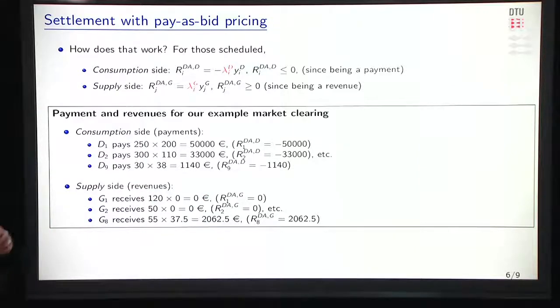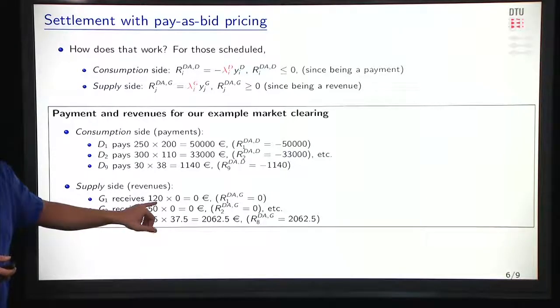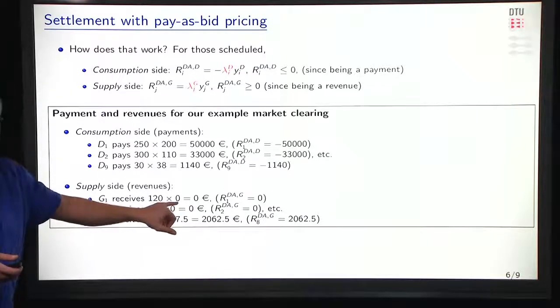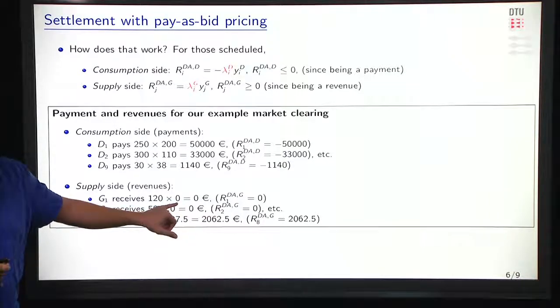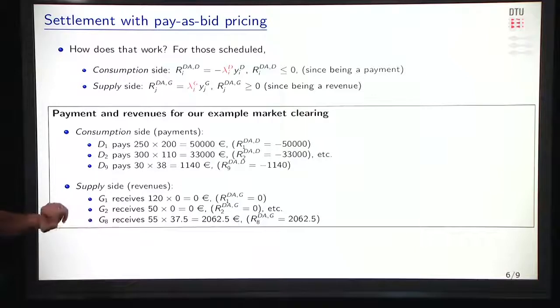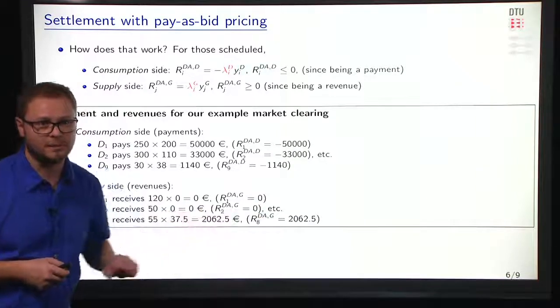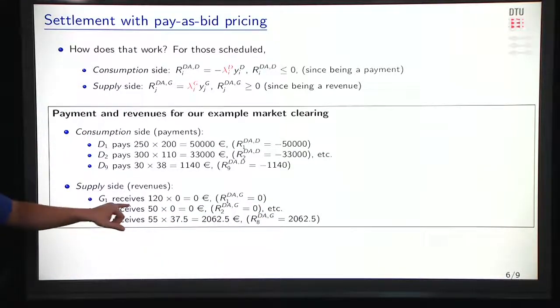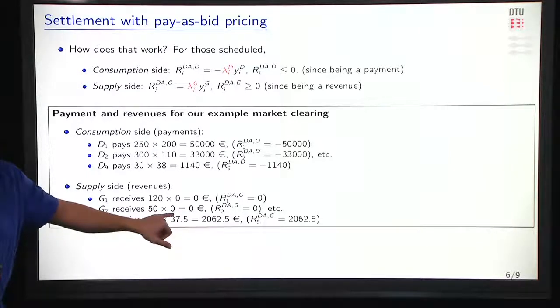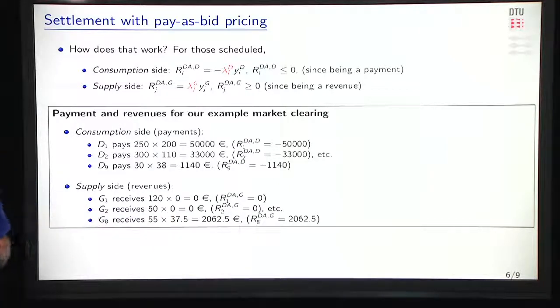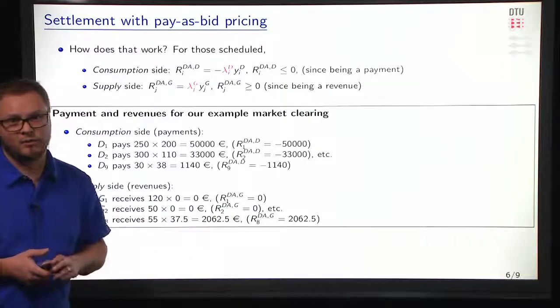On the supply side, so for positive revenues, for those who receive money from the market, G1 receives 120 for the quantity that was offered in the market, times 0 euro per megawatt hour, since this was the original offer. So that means that the actual revenue of G1 is 0. It doesn't get anything out of the market. Then for G2, there is another quantity. This was 50 megawatt hours, but the price was the same, 0 euro per megawatt hour. So that means that the second supply offered in the market also translates to a revenue of 0.